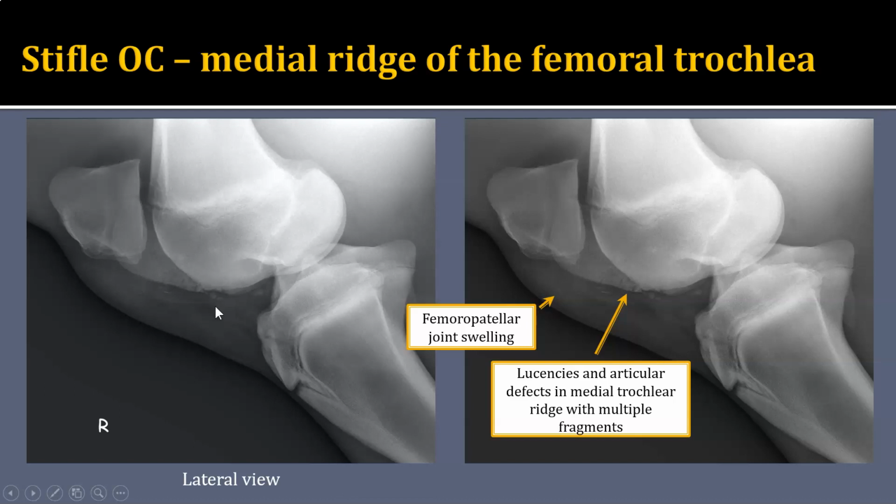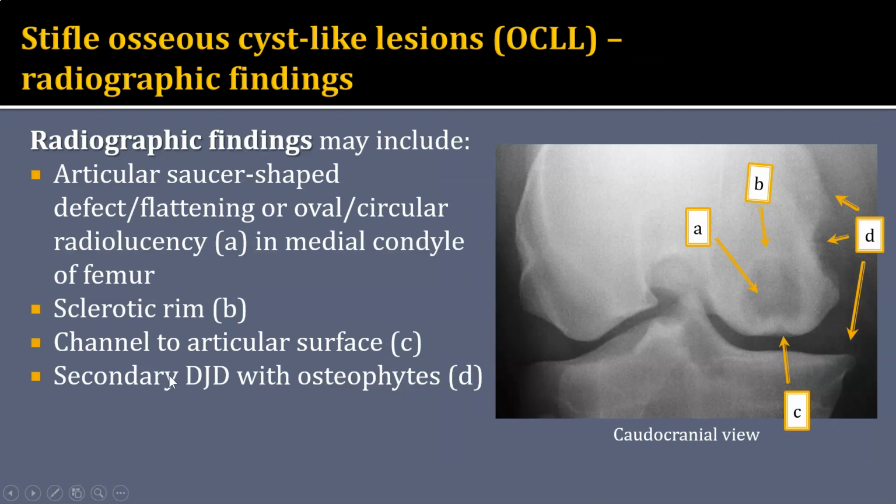This patient would be a good patient to get that caudolateral craniomedial oblique view so that we can separate out those ridges just a little bit more. In the stifle, we will also identify osseous cyst-like lesions. And again, the osseous cyst-like lesion is going to primarily affect the medial femoral condyle. Those findings we described in our overview presentation, but let's go over them again.